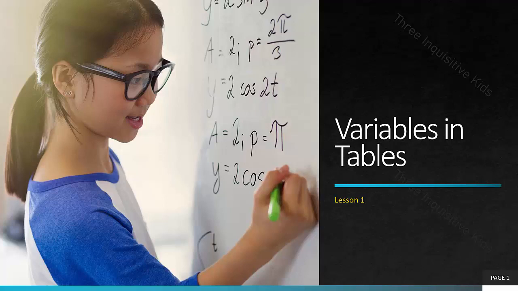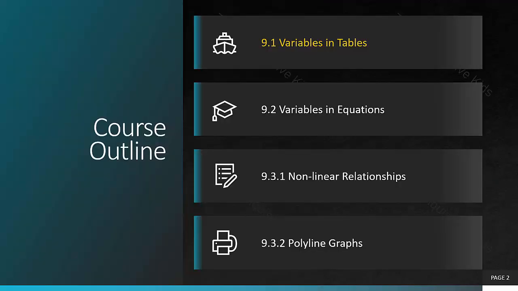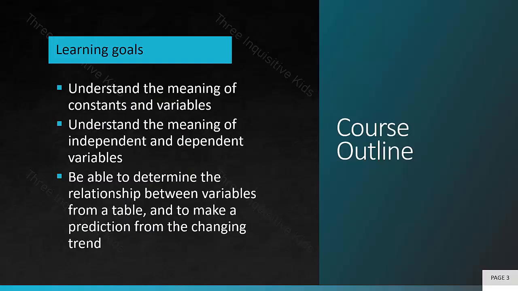In this video, we'll be starting Chapter 9 of our Grade 7 math lessons. And we will be starting to talk about variables and tables. Our course outline for this unit is actually very short. It only consists of 4 separate videos. This is Lesson 1 of Chapter 9.